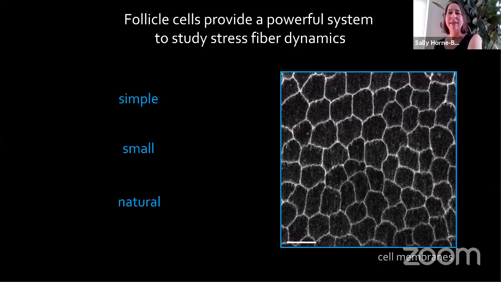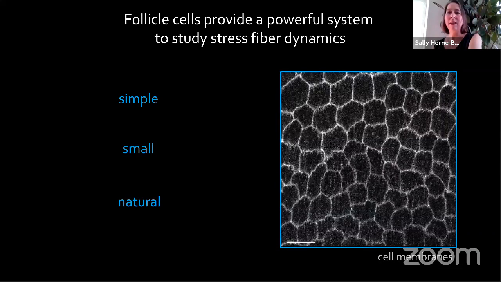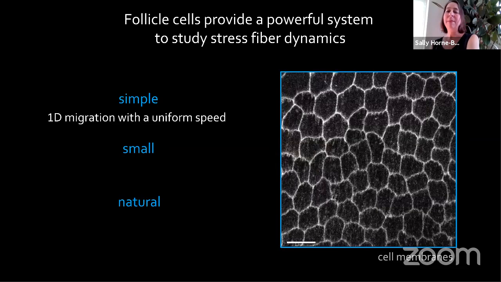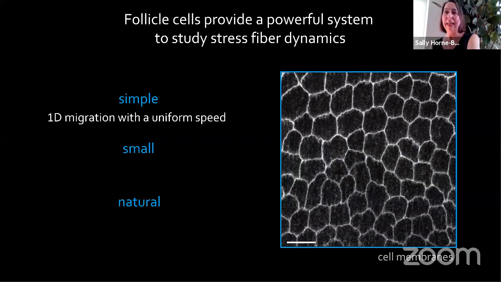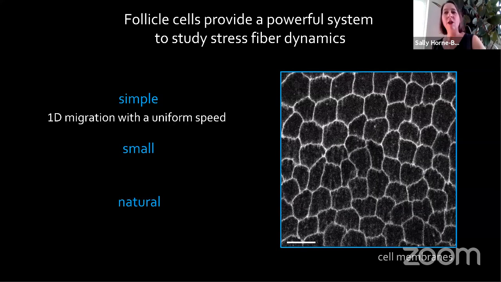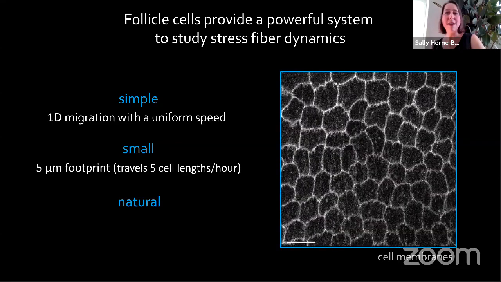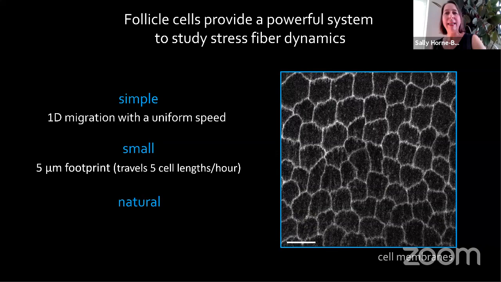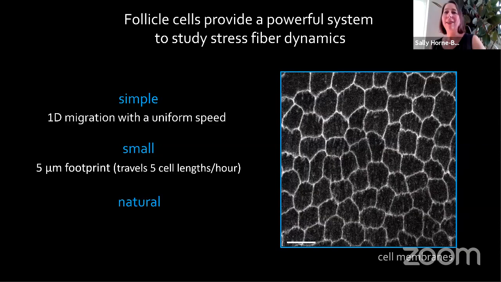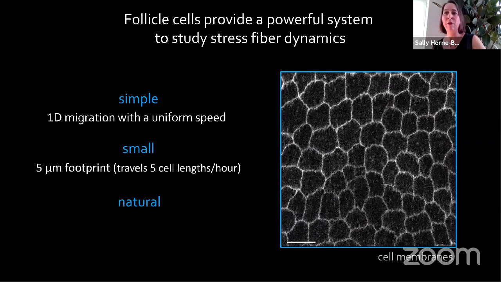So unlike a fibroblast, which can turn frequently and move at uneven speeds, each one of these follicle cells is essentially undergoing a 1D migration with a uniform speed. And what that means is it makes the individual stress fibers very easy to track. On top of that, again, these cultured cells tend to have very large migratory surfaces, but that basal surface of a follicle cell is only about 5 micrometers across. And what that means is that these cells are going to migrate 5 cell lengths over the course of an hour, which allows us to watch multiple rounds of stress fiber remodeling in a very short time frame.